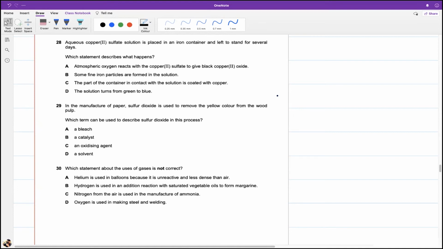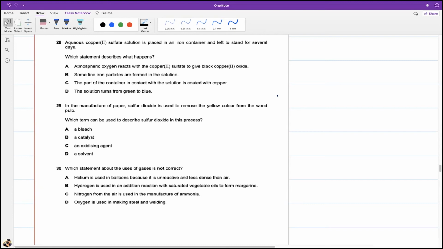Which statement about the uses of gases is not correct? All right. Helium is used in balloons. It is used in balloons because it's unreactive and less dense. That's true. Those are the two requirements that we have. Hydrogen is used in addition reaction with saturated vegetable oil. Saturated अगर वो already है तो hydrogen का क्या करना? Double bonds होंगी तो hydrogen को add करेंगे ना. Saturated compounds do not undergo addition reaction.